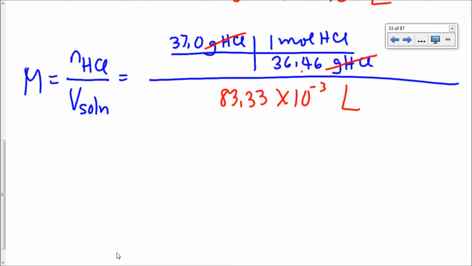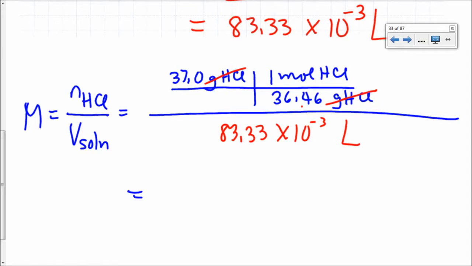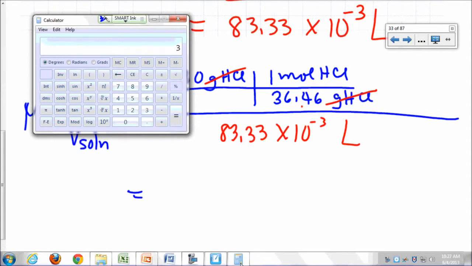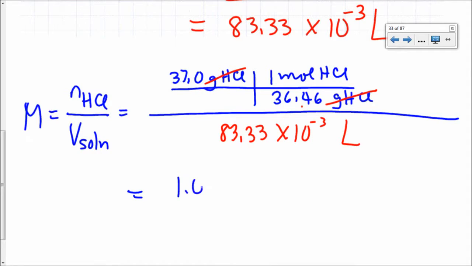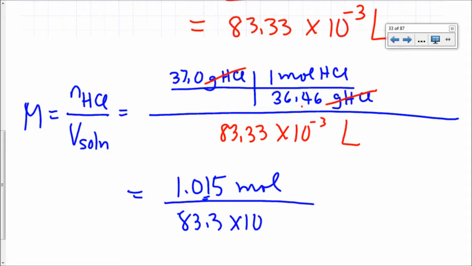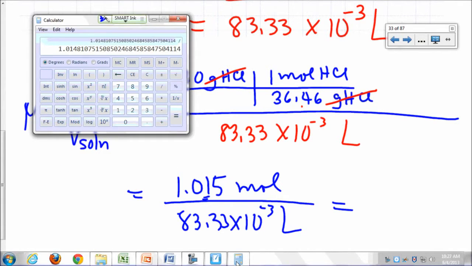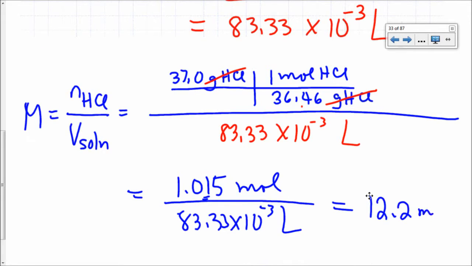So that gives me 37 divided by 36.46, 1.015 moles. We did this calculation earlier. 3 sig figs, divided by 83.33 times 10 to the negative third liters. That gives me 12.2 moles per liter. Remember we said concentrated HCl is 12 molar. It's 12 molar.